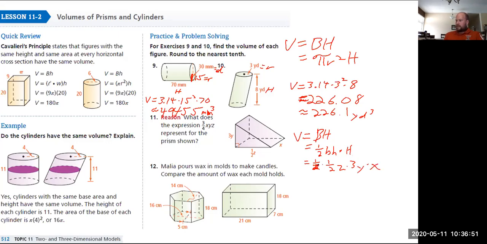Now if we multiply these together, we have 2 times 2 is 4. That gives us the bottom number of 4. 3 times 1 times 1 gives us a 3 on top. Then x, y, and z. So yep, it is the volume of that figure.